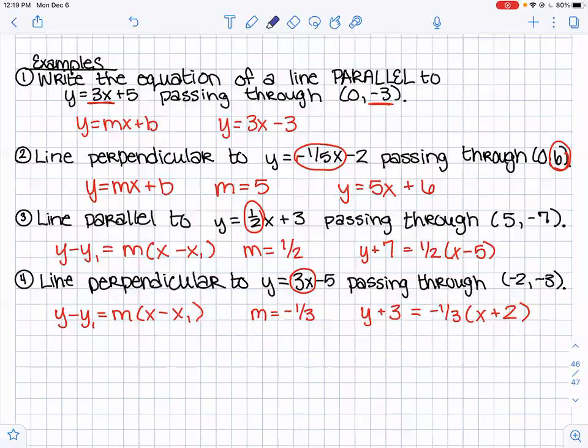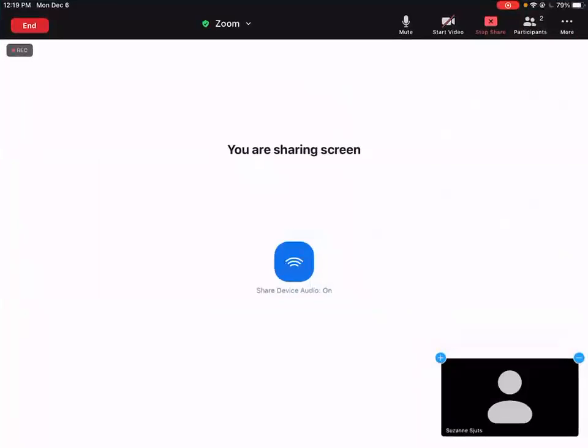Okay, questions on how we're figuring this out? Does this make sense? The main idea today is to be able to pick a parallel line and a perpendicular line, and if you're given one, to write the other. I'm going to save the homework assignment for tomorrow because I want you to work on your IXLs from last week.